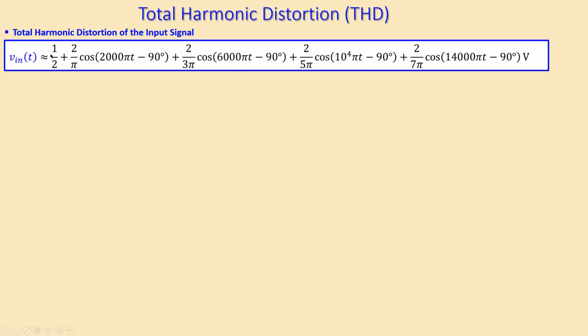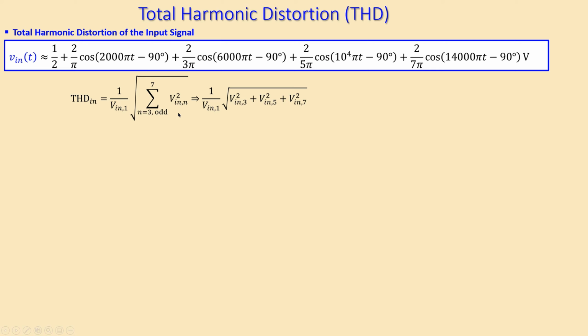If you just look at the DC and also the first 4 harmonics, the total harmonic distortion at the input will be given by this expression. What is the expression here and how is it calculated? It actually says the following.